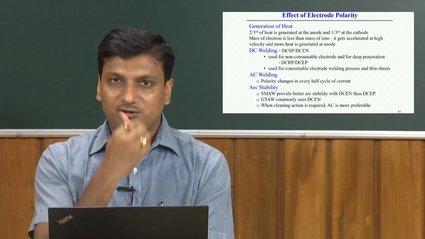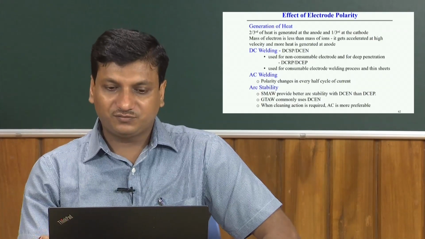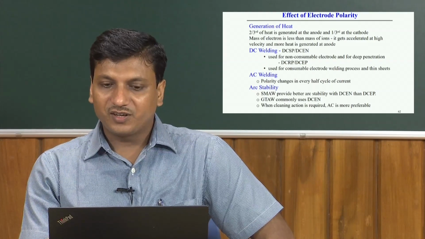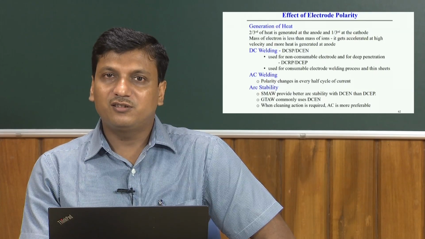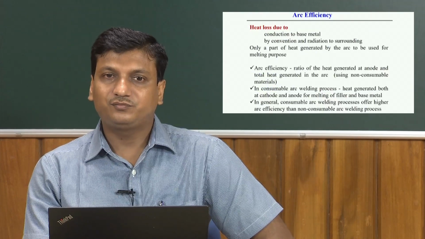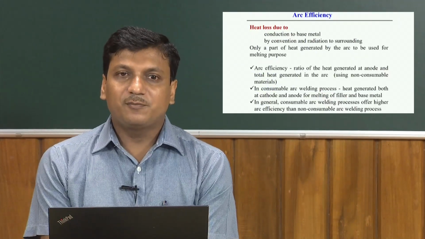But when cleaning action is required, AC, that means alternating current, is the more preferable choice for welding of different, specifically non-ferrous metals like aluminum. Now, how to estimate the arc efficiency?